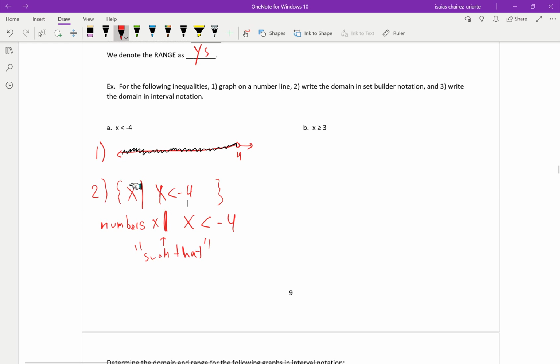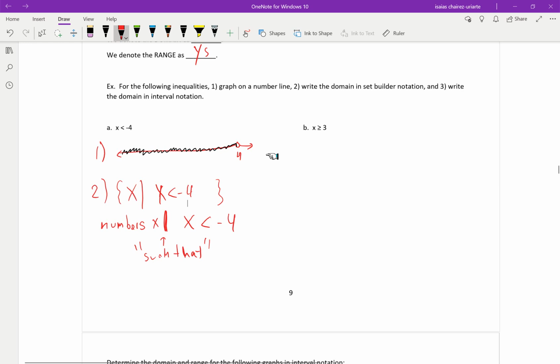That's how set builder notation works. It's a set of numbers. The set is represented by the curly brackets. And then you gotta tell me what's inside the set. Well, it's some numbers x, such that, that's the vertical line, and then you gotta give me the description of the numbers: less than -4.